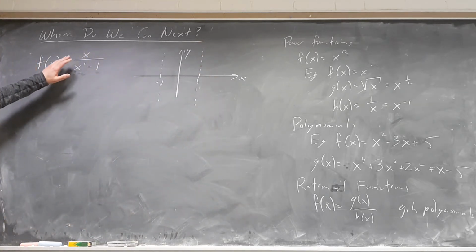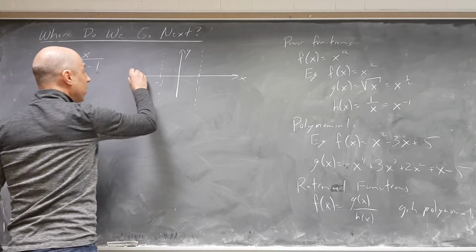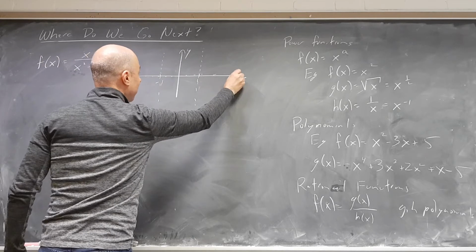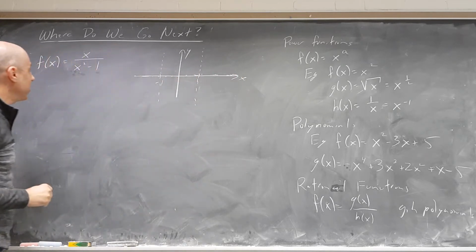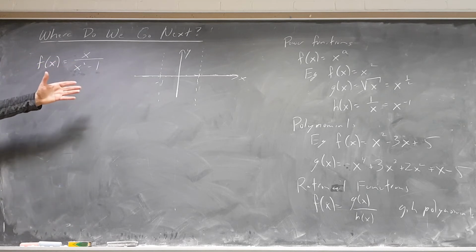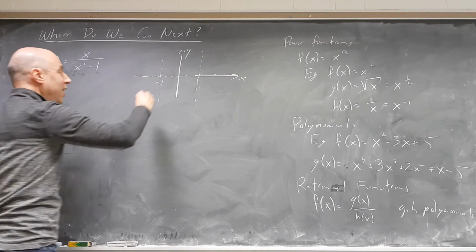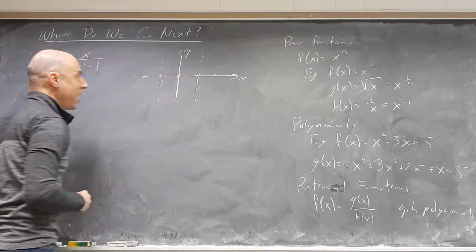We could see that this thing has a horizontal asymptote at y equals 0, on the x-axis, because the degree of the numerator is smaller than the degree of the denominator. That's one thing that we know. We could figure out that it crosses the x-axis at 0, and that's where it crosses the y-axis too.